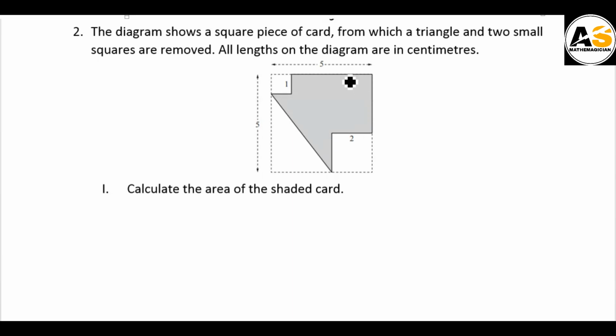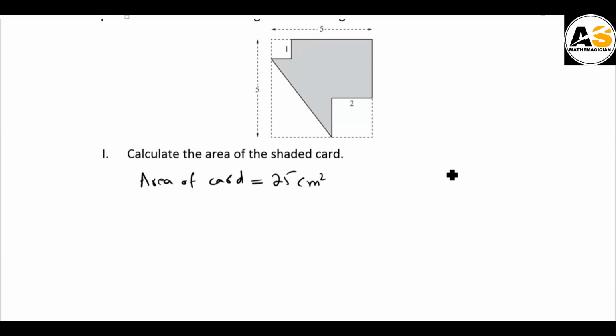How will we calculate this area? We will take the area of this square piece of card, which is basically the area of the card. What is the side of this square piece? 5. So area of card will be 25 centimeter squared. Area of small square is equal to 1 squared, 1. Area of large square is equal to 2 squared, which is equal to 4. And area of triangle.